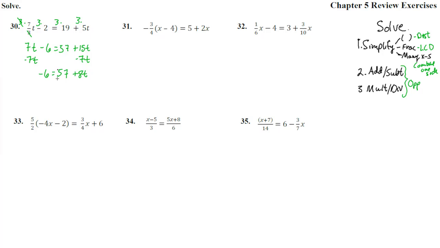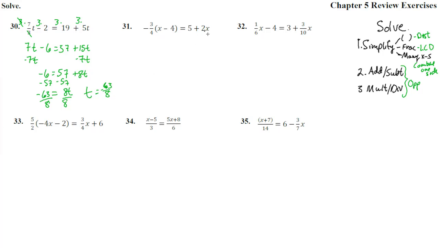Now we're on step 2. Subtract that 57 from both sides of the equation. Watch out, we've got 2 negatives here, so they actually add to 63, all in the negative direction, and then divide by 8. t equals negative 63 eighths. Right, good deal.